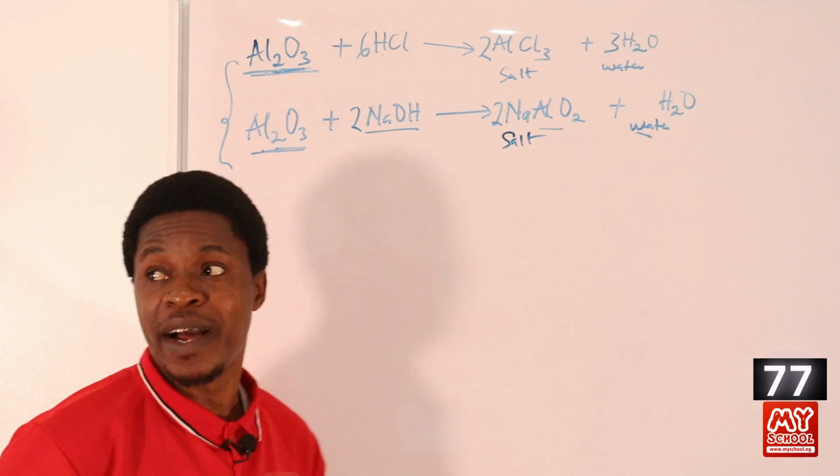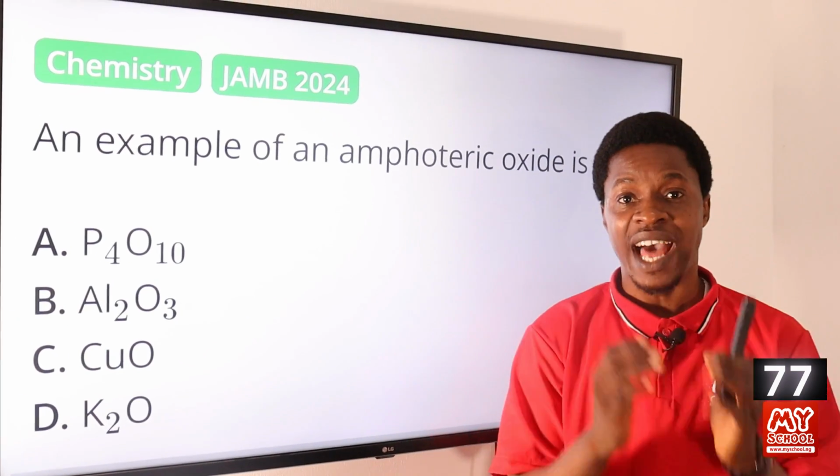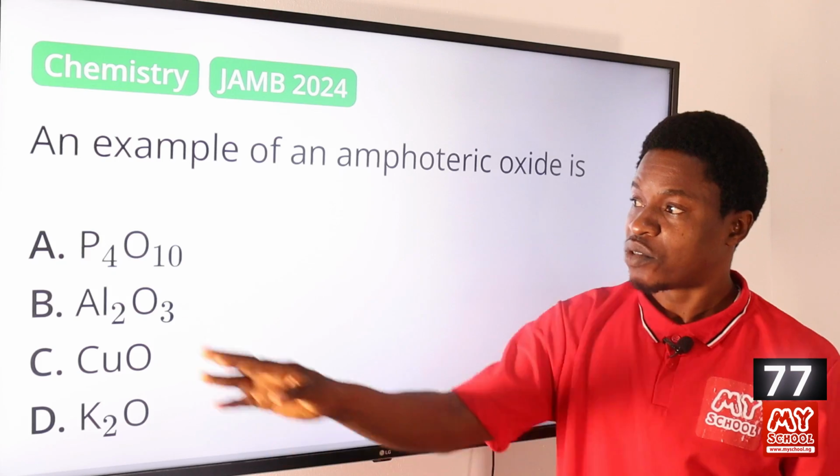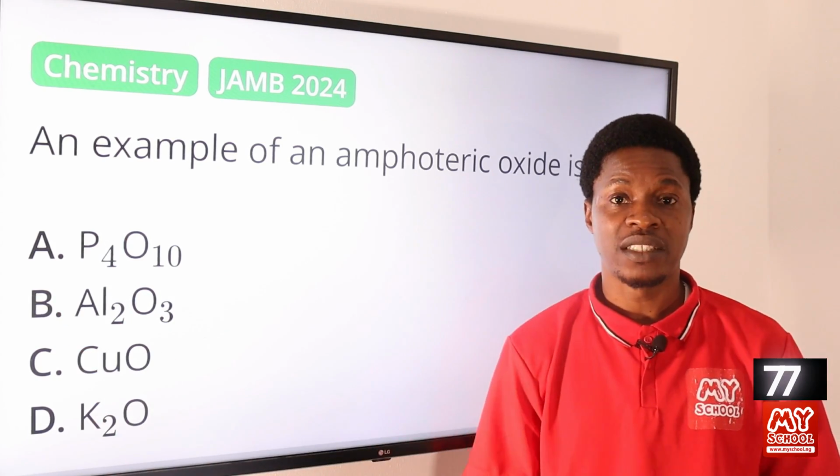Amphoteric. Okay, so let's move back to the screen and see an example of an amphoteric oxide. Remember, amphoteric oxides are oxides of metals that can act as acid and base in the reaction. So the correct answer here is option B, aluminium oxide.